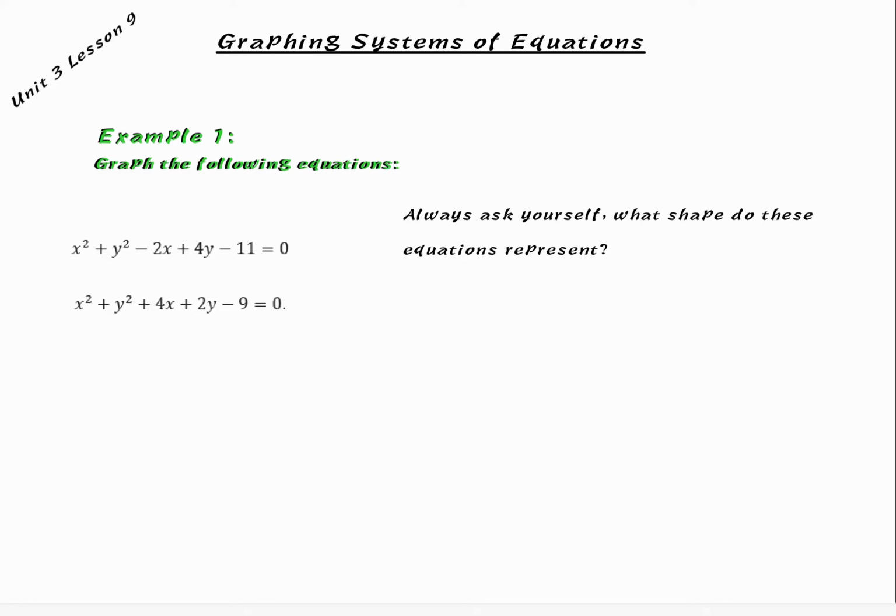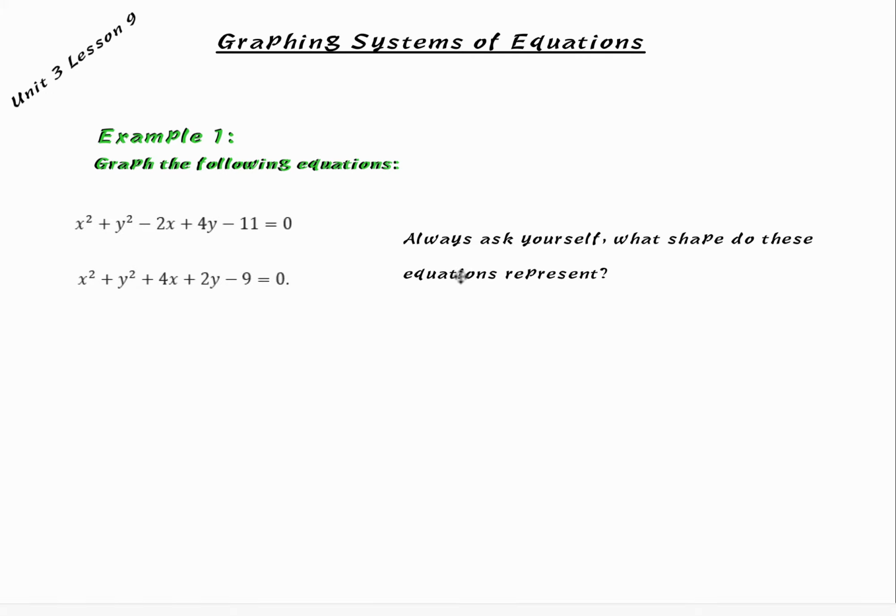We're going to stick with graphing systems of equations, except this time we're not going to necessarily look for where they intersect. We can graph systems of equations and then look for other parts. So, for example, here's number one. We want to graph the following equations. We're looking at these equations right here.